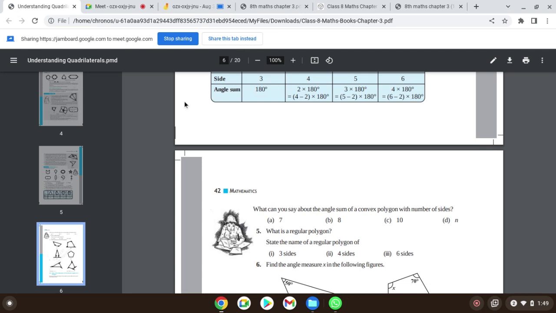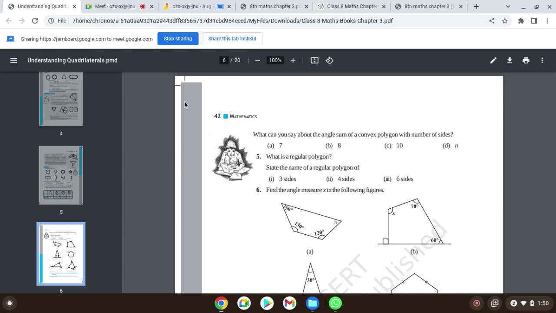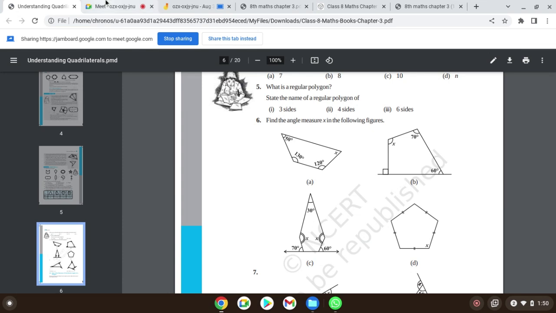Triangle. Okay, and for the 4 sides, square. Yeah, it's a regular polygon. Square is a regular polygon. You can count it as a rectangle or quadrilateral as well. You can put any name. And the 6 sides is a hexagon. Very good. You have to draw it and give the name to them. Should I draw it now? Yes, you have to draw it.